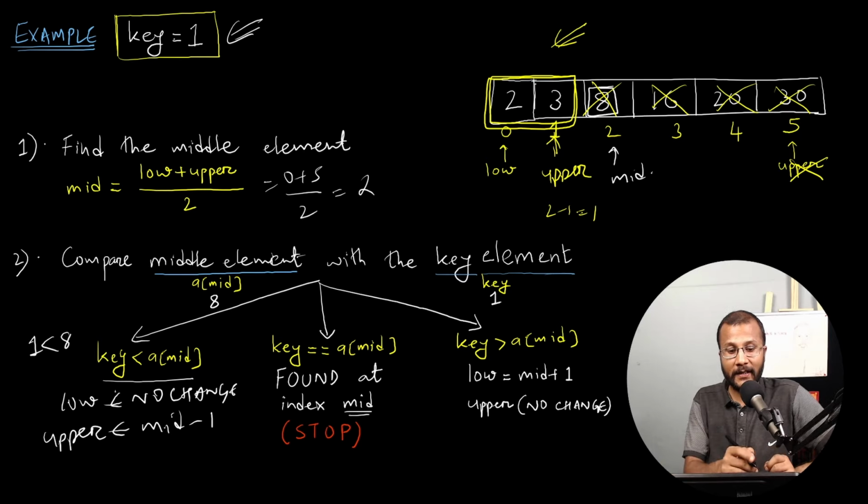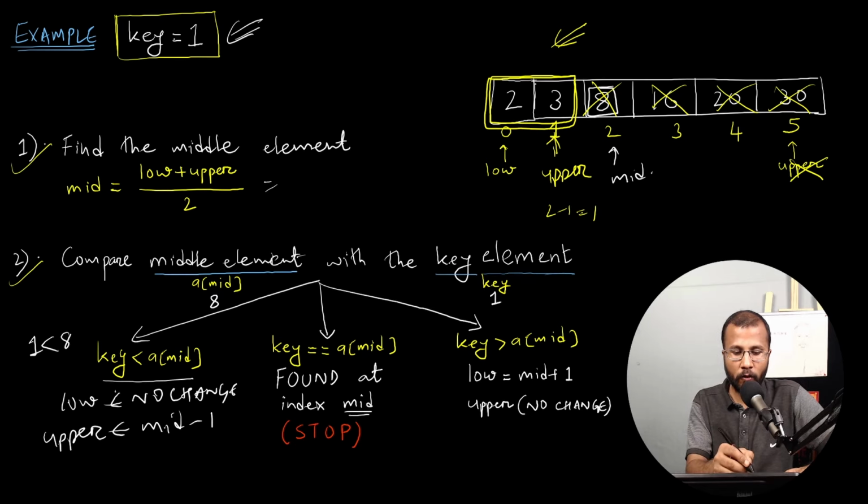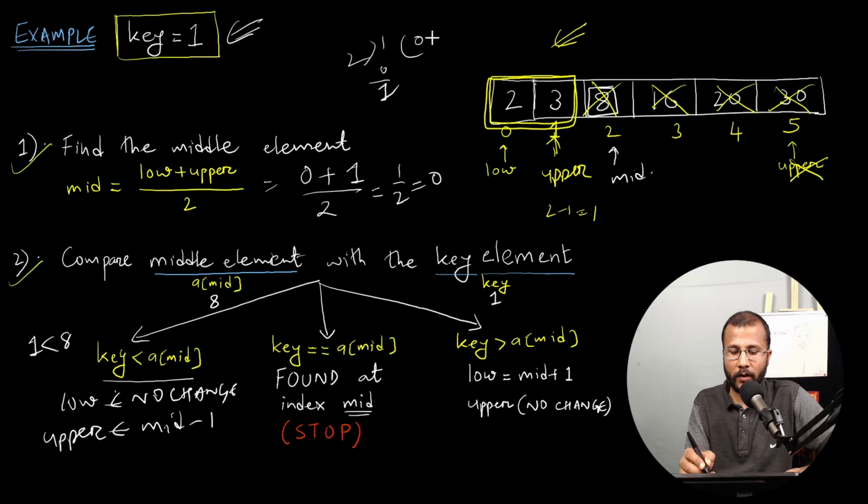Now I need to repeat step number 1 and step number 2 because I have not yet found the element. So I have to find the middle element one more time. Middle element is nothing but lower plus upper divided by 2. In this case, the lower is 0. Upper has now changed to 1. 0 plus 1 by 2 is 1 by 2, which is nothing but 0. This is integer division. You divide 1 by 2: 2 times 0 is 0 and the remainder is 1. I am concerned about the quotient, which is 0. So 1 divided by 2 is 0, and my mid index also happens to be 0. Now my mid index is equal to the lower index.